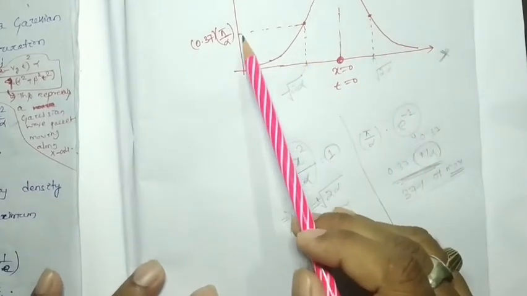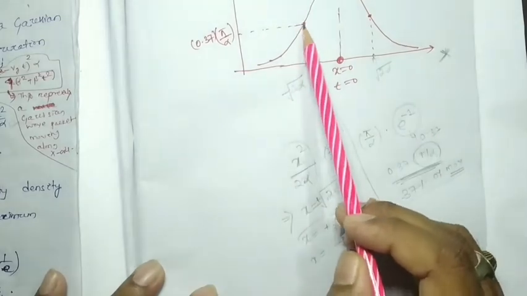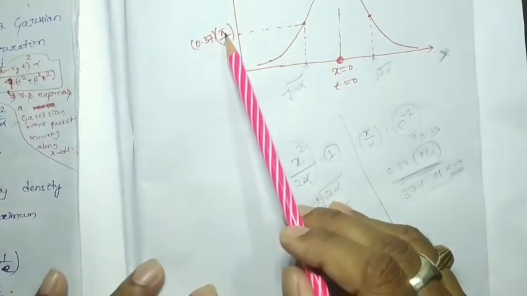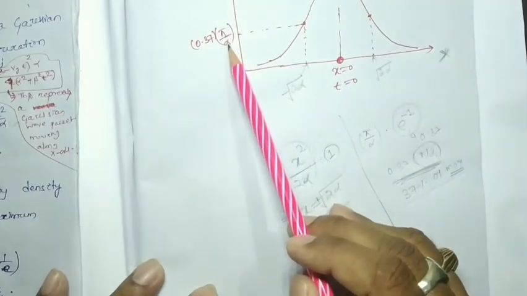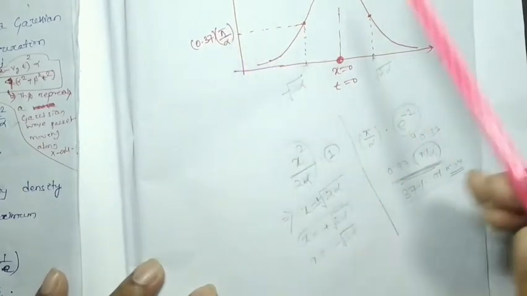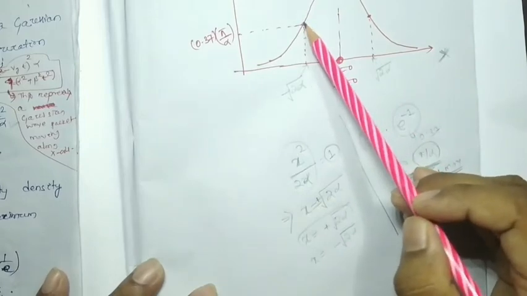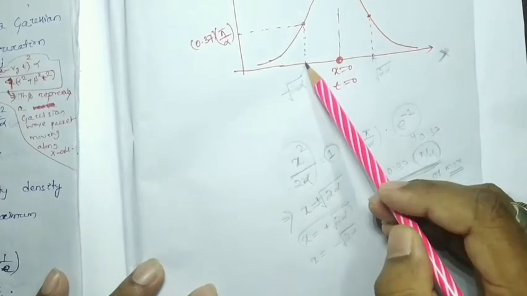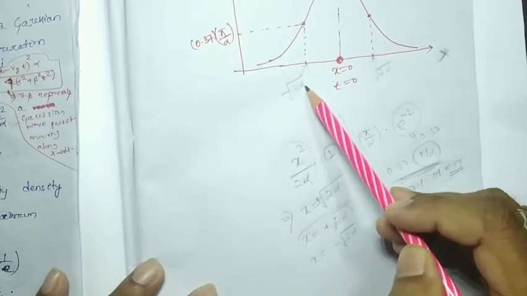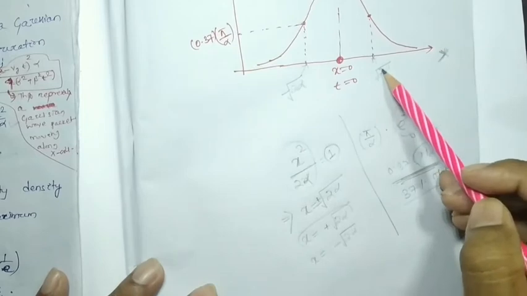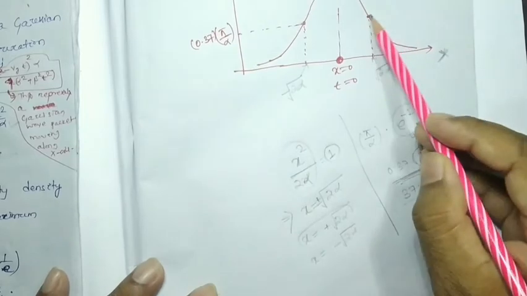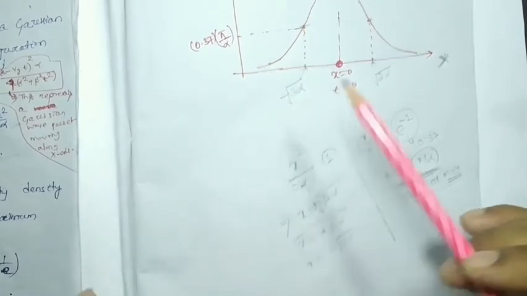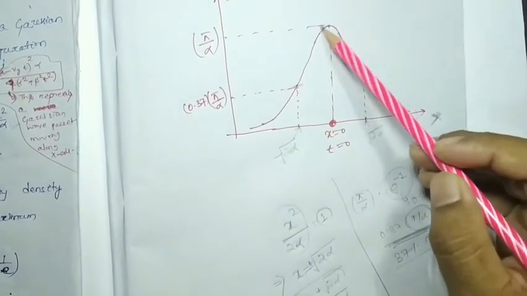Let this height be 0.37 of pi by alpha, or we can say that this much height is nothing but 37% of this height. So at this point minus root over 2 alpha, or at this point plus root over 2 alpha, we get 37% of the maximum value. Okay.